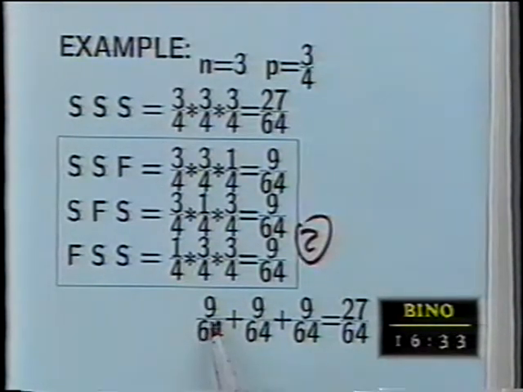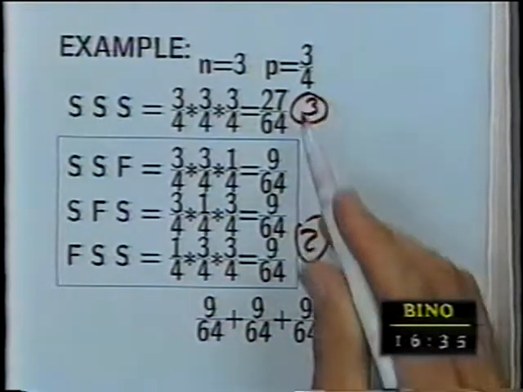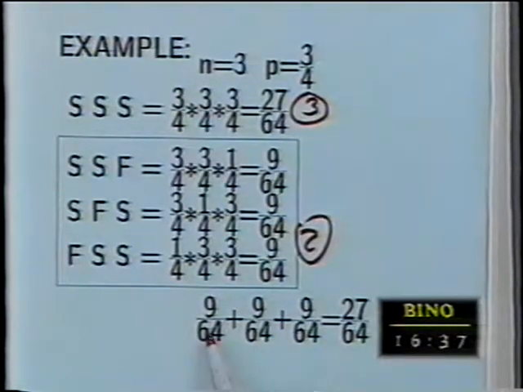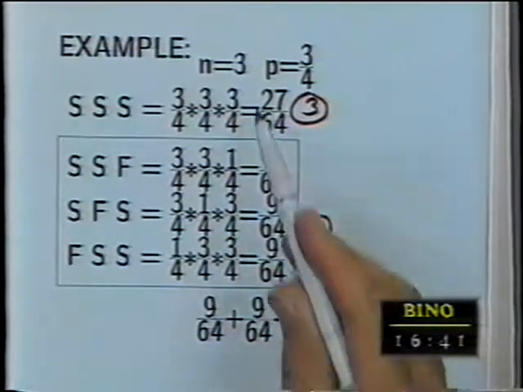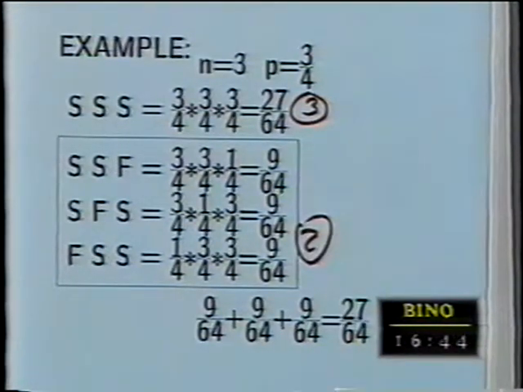So the probability of having 2 successes is, this is 3 successes, this is 2 successes, 9/64, 9/64, 9/64, 27/64. It happens just by accident to be the same just for this example, but it's not usually the case. So we have 3 and 2 so far. Now we need 1 and 0.